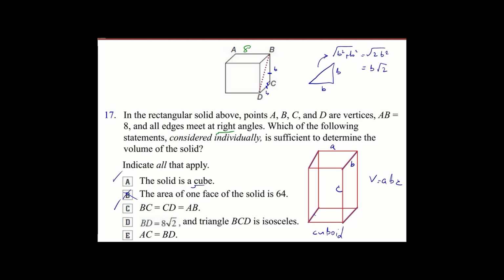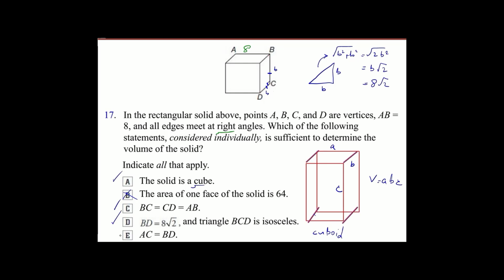But in here, it says that it's 8 square root of 2. So B is 8. Also C, which is BC, in here is our C, also is 8. So it's a cube, actually. So this is the answer also.